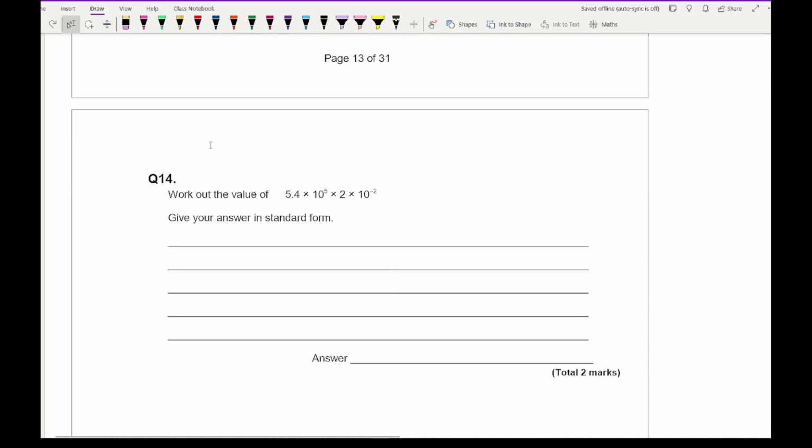So again, another standard form question. It says work out the value of 5.4 times 10 to the power of 5 times 2 times 10 to the power of minus 2. So for this, what you want to do is multiply out the numbers first. So I've got 5.4 times 2, which is 10.8, and then I've got 10 to the power of 5 times 10 to the power of minus 2. So I add the powers, so it becomes 10 to the power of 3.